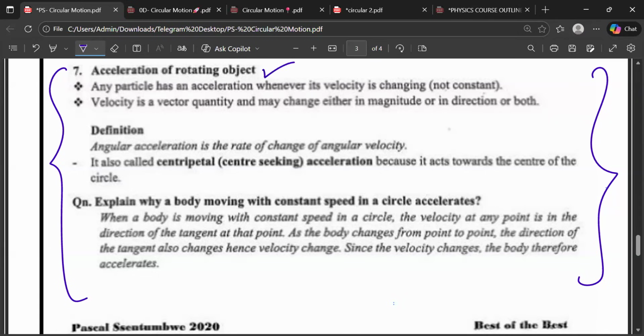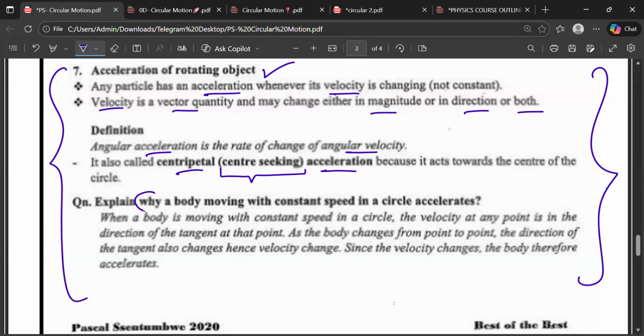Acceleration of a rotating object. They are saying any particle has an acceleration whenever its velocity is changing. You know that because acceleration is the rate of change of velocity. So velocity must change for acceleration to be present. Velocity is a vector quantity and may change either in magnitude or in direction or both. Angular acceleration is the rate of change of angular velocity. It is also called the centripetal acceleration or the center seeking because it is acting towards the center. You get that? They are very obvious.